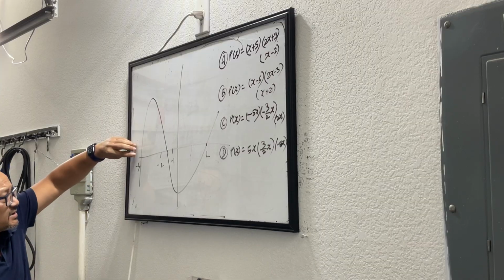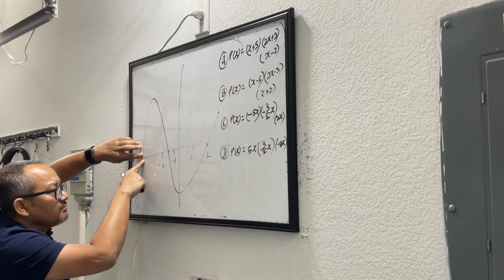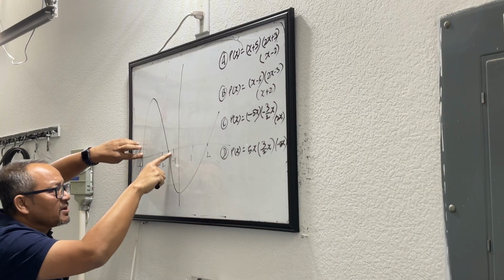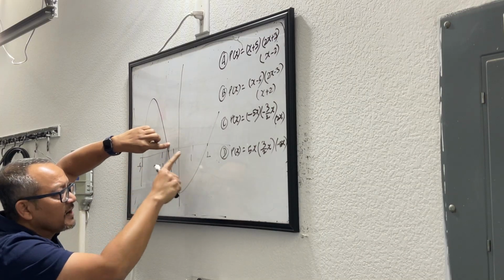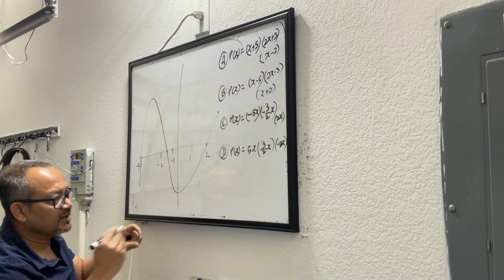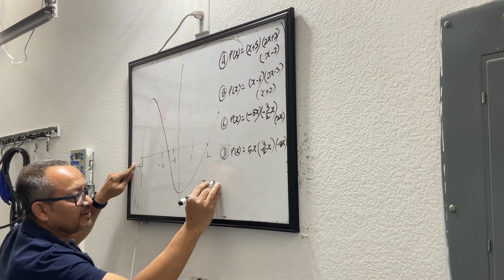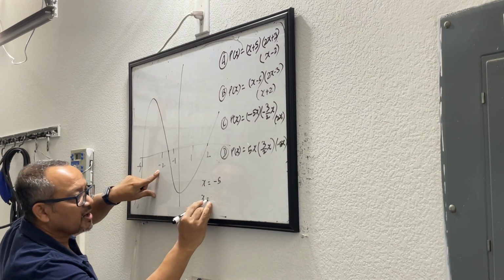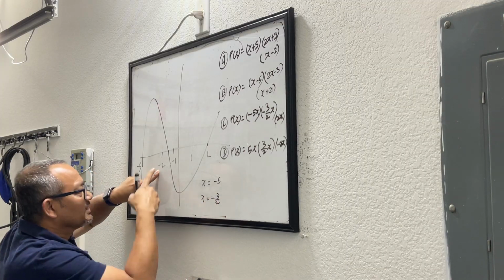So when I look at this, it says when x is equal to -5, that is when the polynomial is 0. When x is equal to -3/2, that is when it is 0. And when x is equal to 2, that is when it is 0. Meaning, when x is equal to -5, that is when it is 0. When x is equal to -1.5 or -3/2, that is when it is 0.